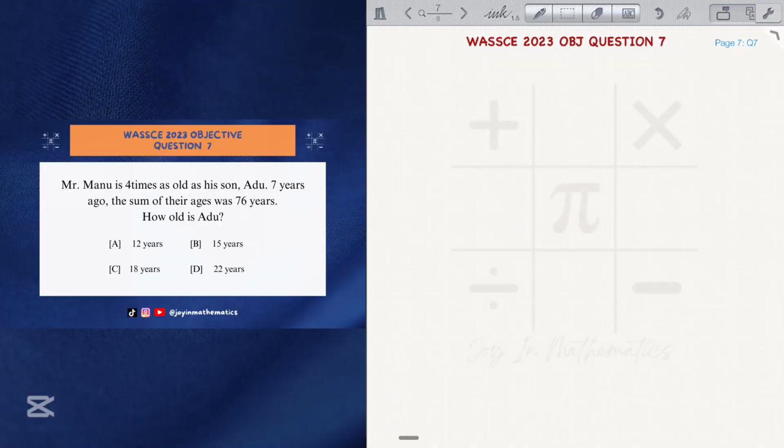Let's move forward now to WAEC 2023 objective question number 7. I believe you have been enjoying this section, and let's establish understanding further. Now the question reads thus: Mr. Manu is 4 times as old as his son Adu, and 7 years ago the sum of their ages was 76 years. How old is Adu? That is, how old is Mr. Manu's son? So presently, let's begin.